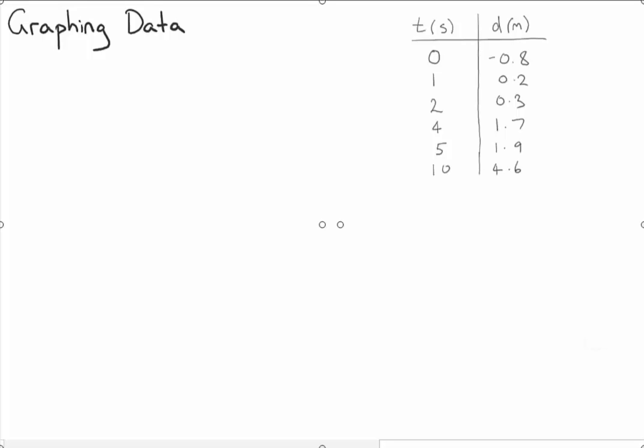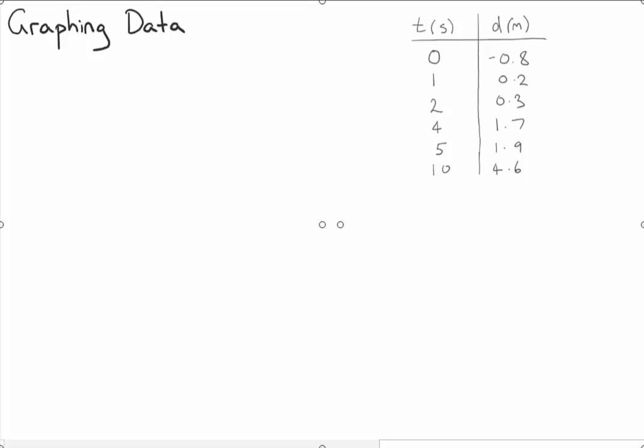In this video, we're going to talk about just some general tips for graphing data, and we're going to do this by looking at a specific example. Imagine that we have taken some data for a cart moving in a straight line, and so we have a table with some data here that is a time and displacement, and we've taken some data points and they're not evenly spaced, as you can see here, from time equals 0 to time equals 10 seconds. And we're going to graph this data.